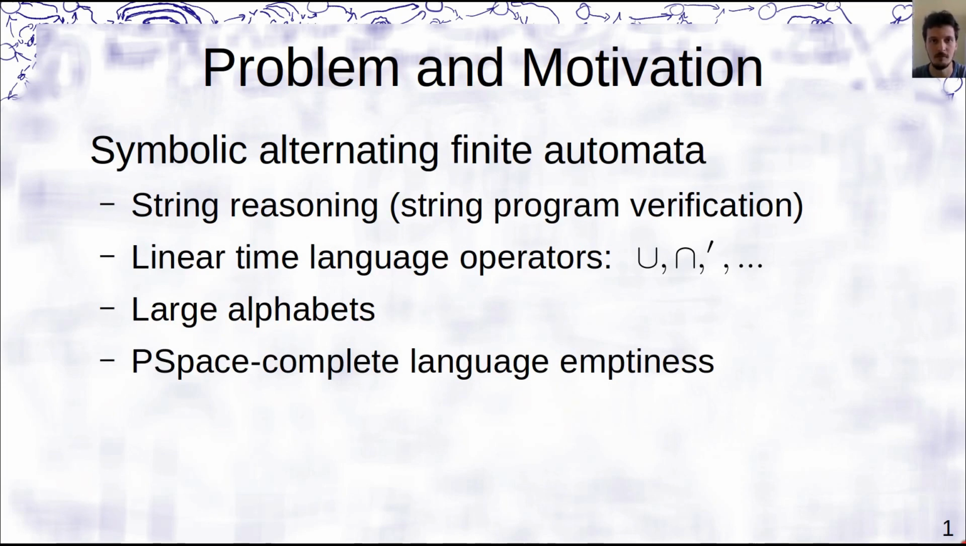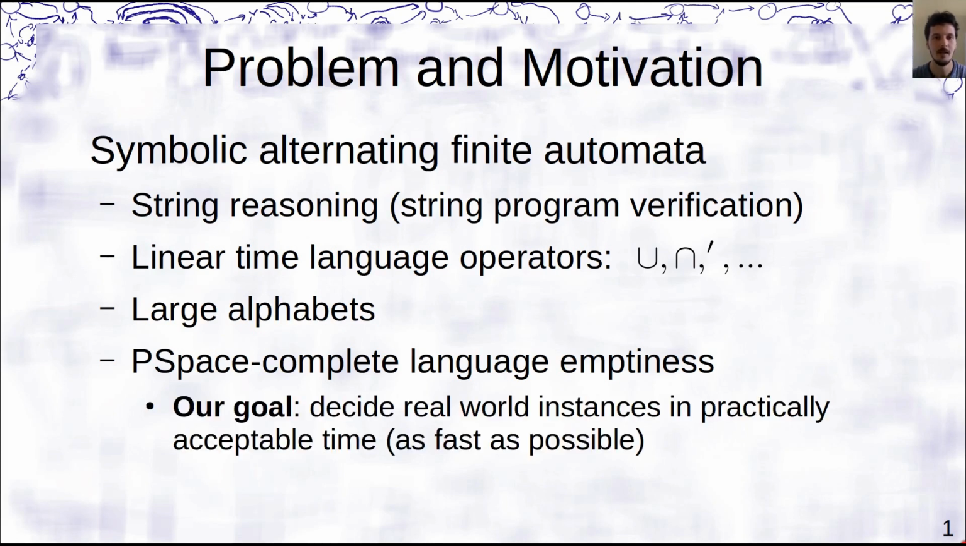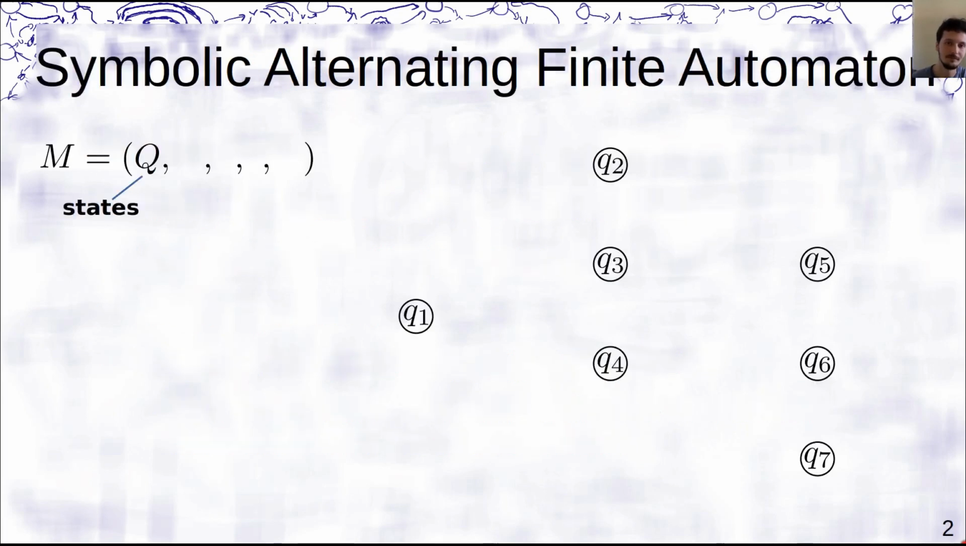Checking their language emptiness, which is the most common question in formal verification, is PSPACE-complete in theory. Luckily, emptiness of many instances that are generated from practical problems can be checked quite fast with an appropriate algorithm. Our goal is to make the checking faster to enable new applications of the automata.